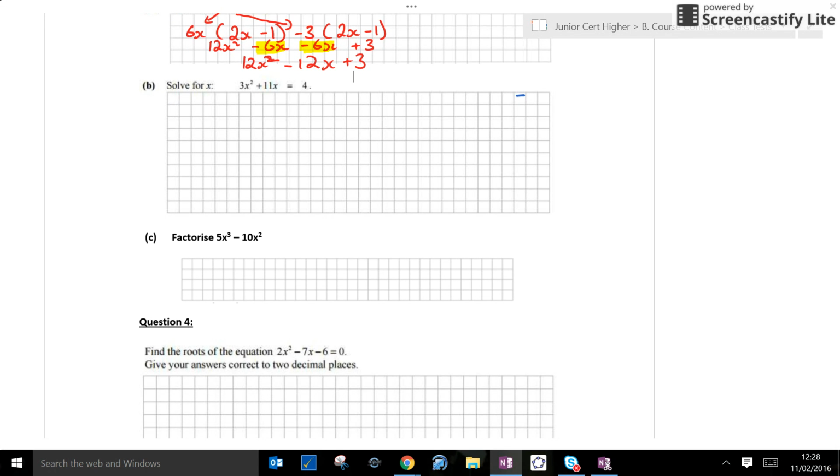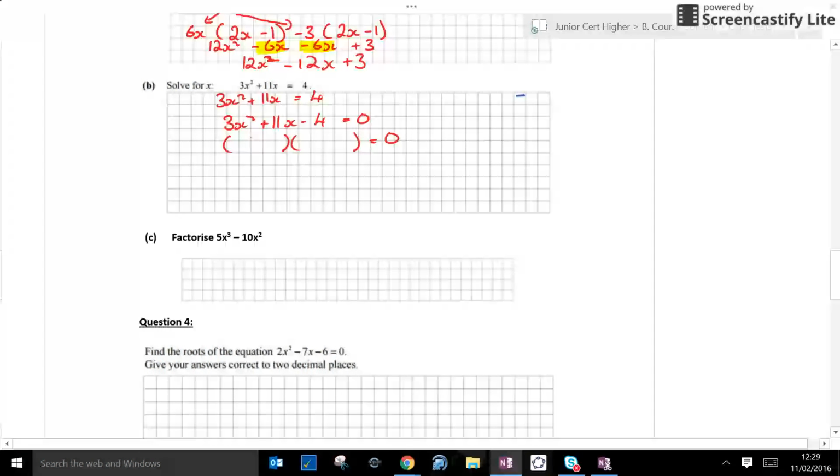Solve for x. 3x squared plus 11x equals 4. Okay, so we've got a quadratic expression here. We need to have a 0 on the right-hand side. So I'm going to subtract 4 from both sides of the equals, and I get 3x squared plus 11x, subtract 4 equals 0. So we now have a quadratic trinomial. So we're going to factorize this first before we solve it.